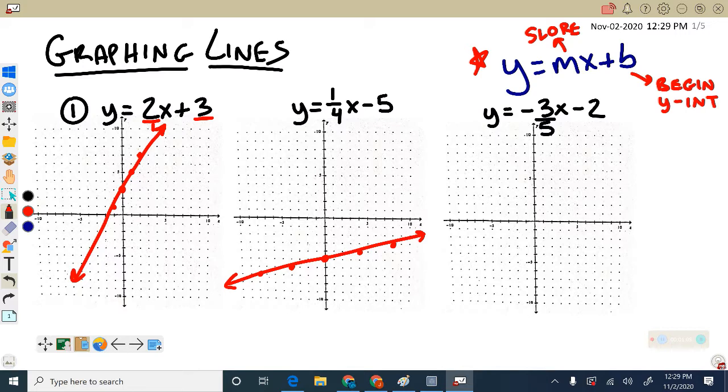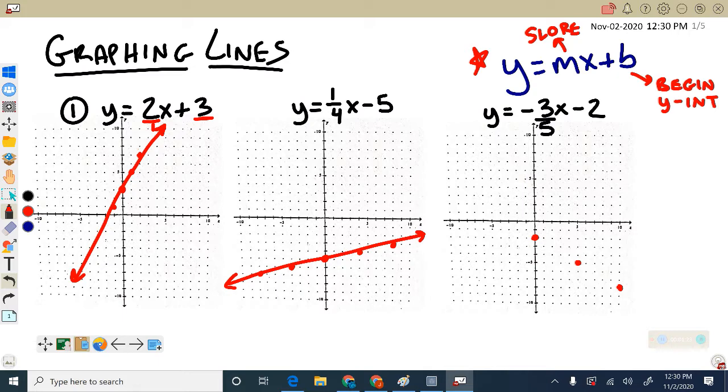Number 3, you have a negative 3 over 5 for your slope. But first, begin where you begin, at negative 2, always again on your y-axis. Negative 3 means you're going down 3 to the right 5.